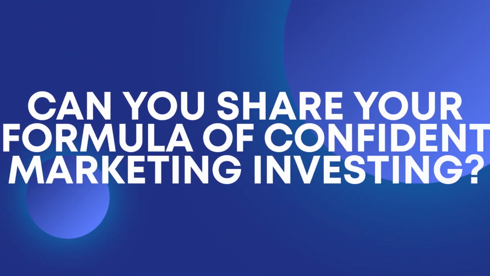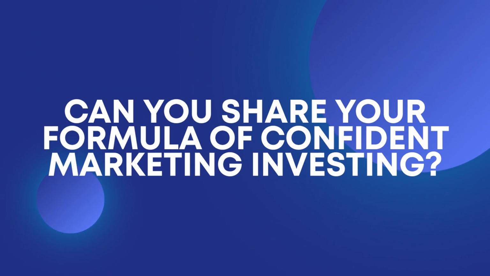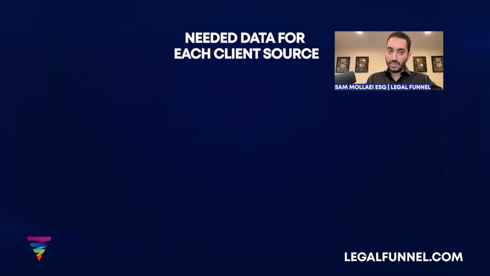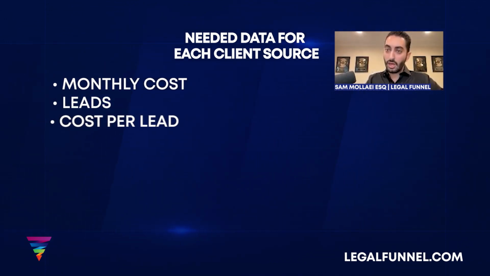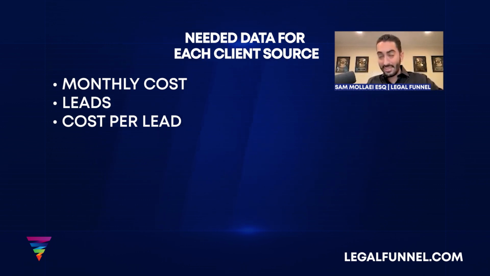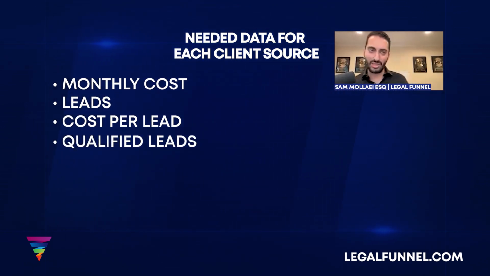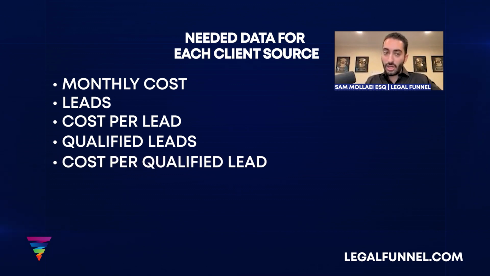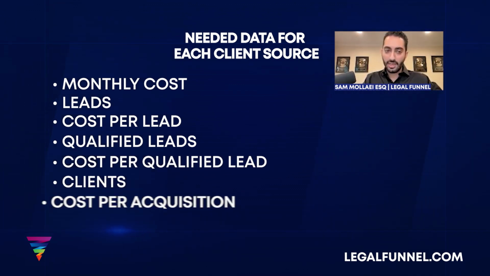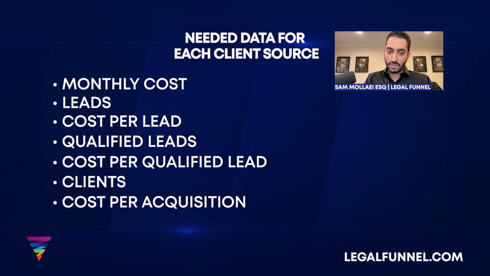Can you share your formula of confident marketing investing? Yeah, okay, so let's talk about that. For each client source, you need this data. Number one is the monthly cost. Number two is leads. Number three is cost per lead. Number four depends on what. Sometimes I look at qualified leads. Depends whether I get a lot of unqualified people, then that's something that I also want to look at too. Next, I look at cost per qualified lead. Then I look at clients. Then I look at cost per acquisition.